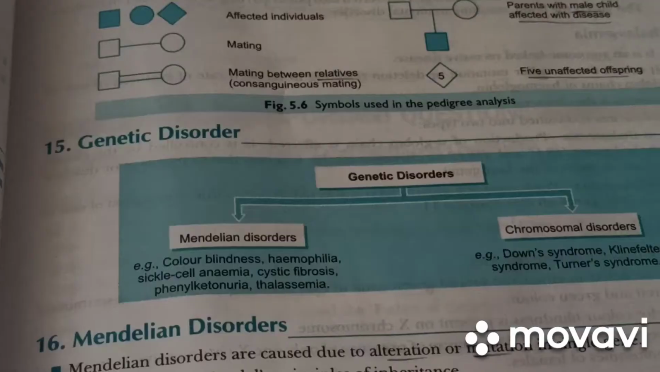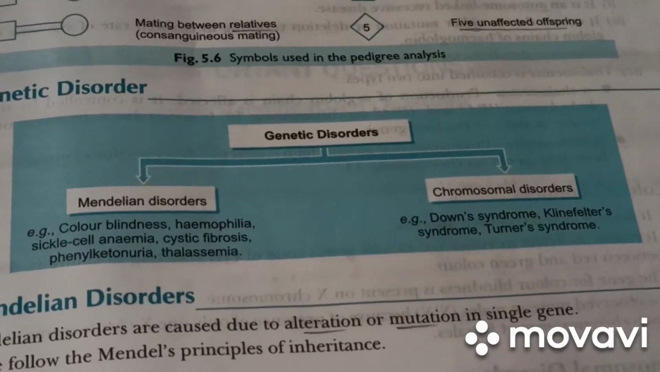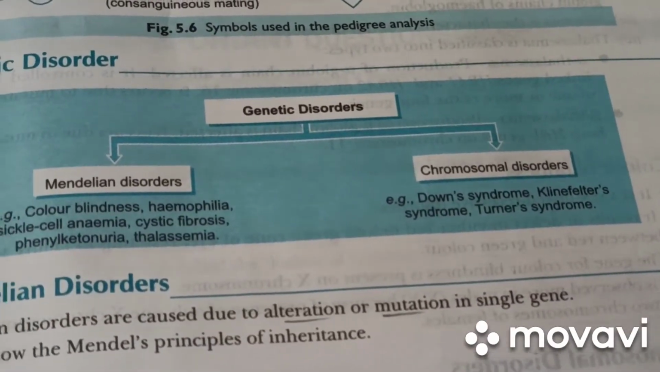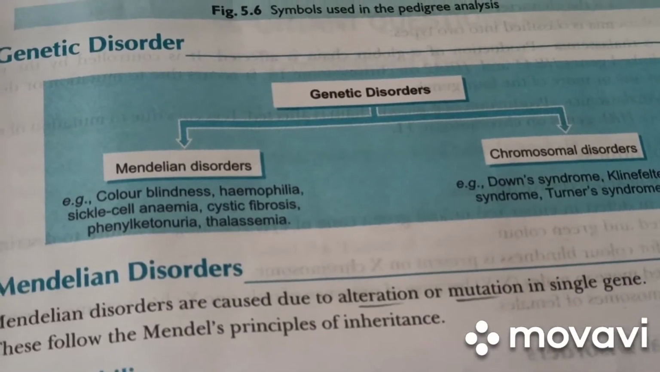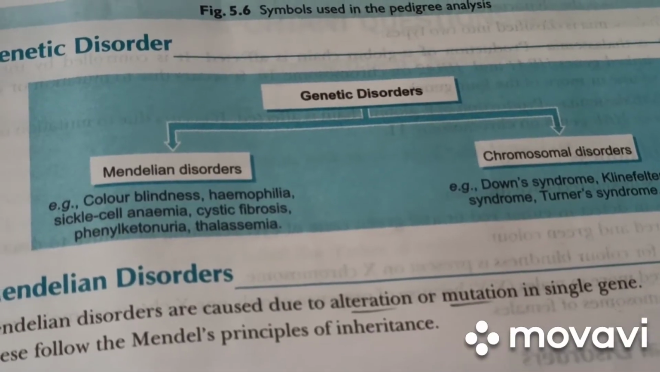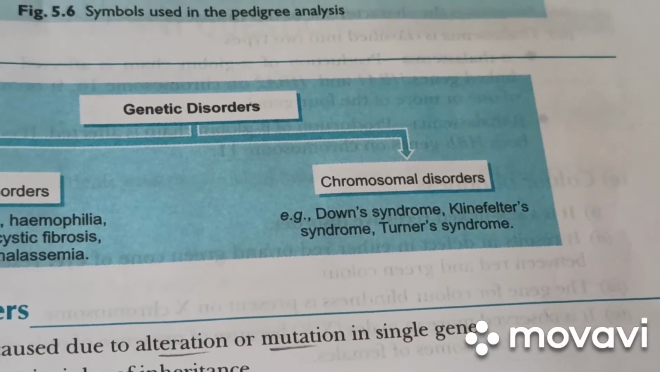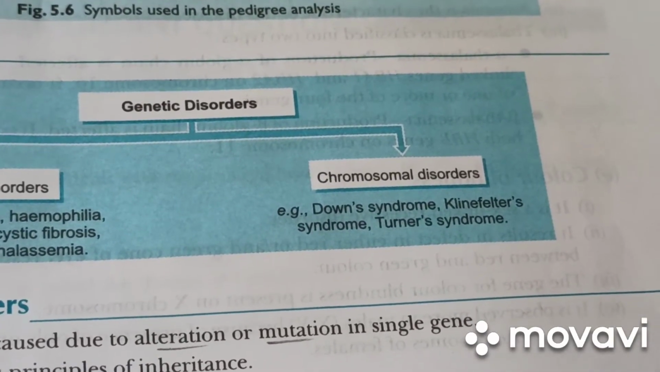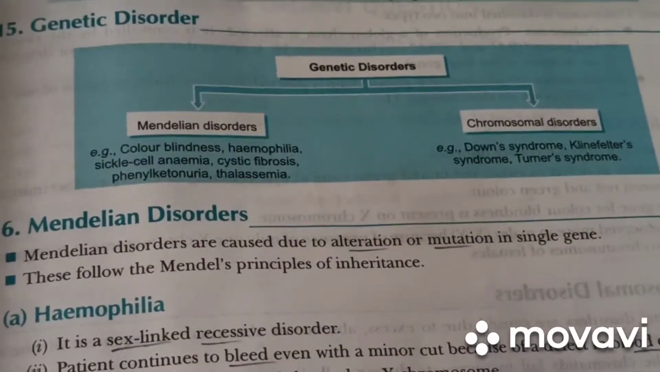Clear? The next topic is genetic disorders. There are two types of genetic disorders. One is Mendelian disorders, second is chromosomal disorders. Mendelian disorder examples: color blindness, hemophilia, sickle cell anemia, cystic fibrosis, phenylketonuria, thalassemia. Chromosomal disorder examples: Down syndrome, Klinefelter syndrome, Turner syndrome. We will learn each one in detail.